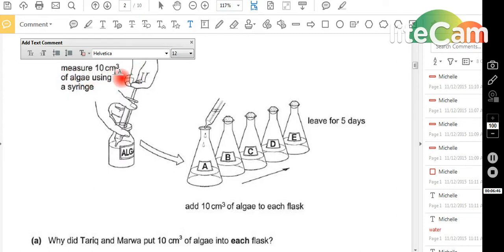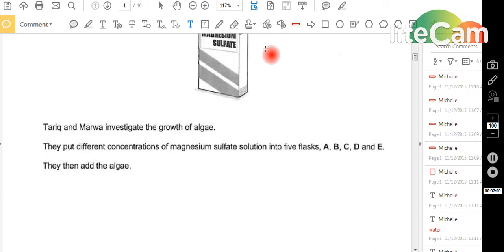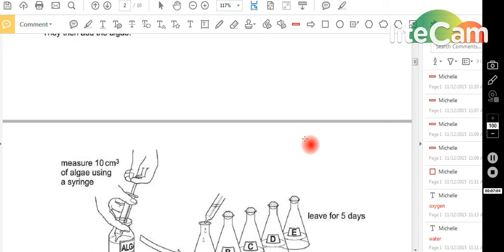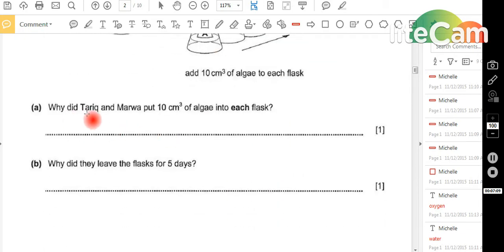So they take 10 centimeters cube of algae and they put that into each one of these flasks. And then from what we've read here, it says that they put different concentrations of the magnesium sulfate in each one of these containers. Why did Tarek and Marwa put 10 centimeters cube of algae into each one of the flasks? Any suggestions?